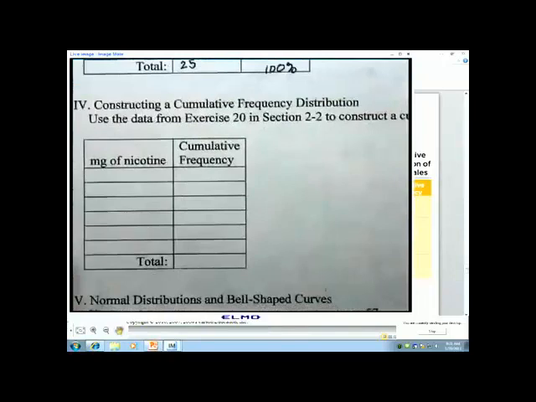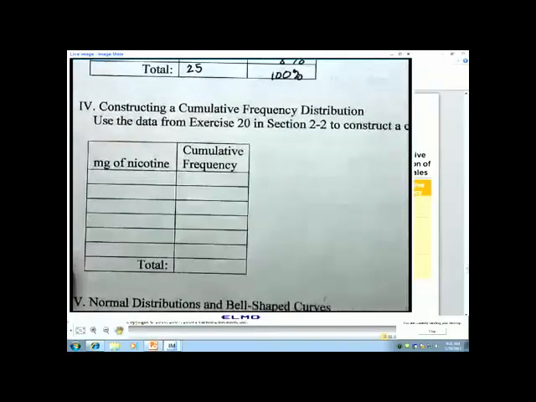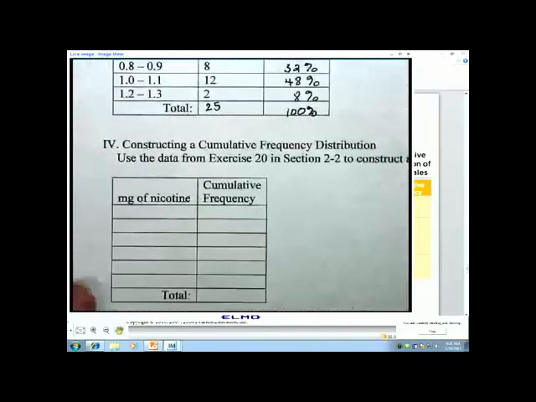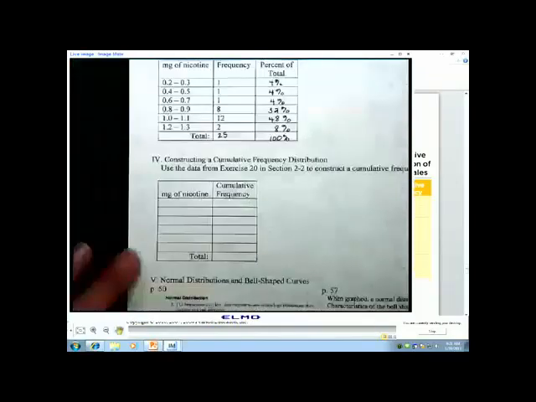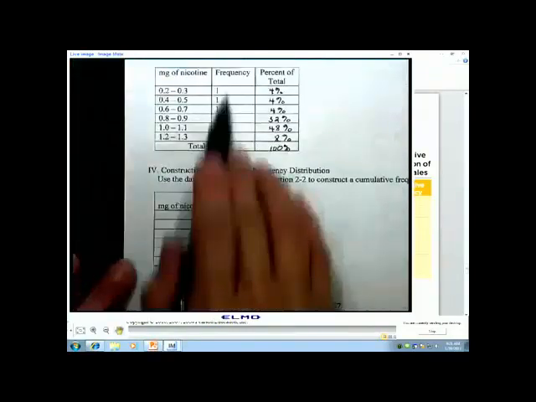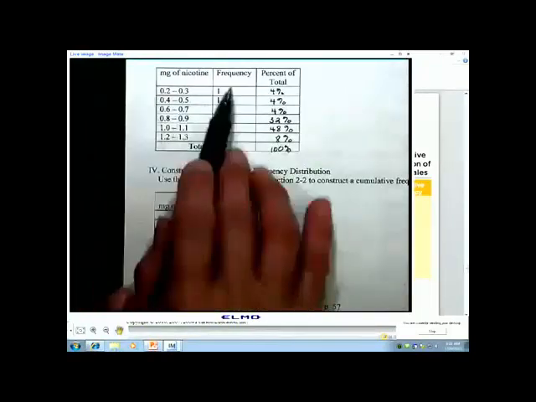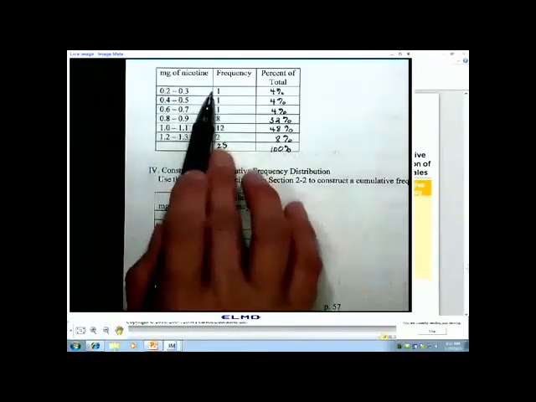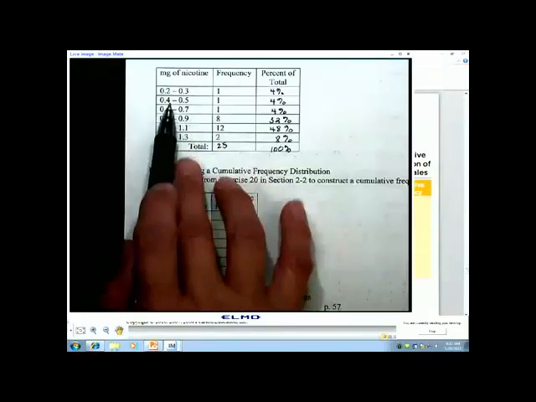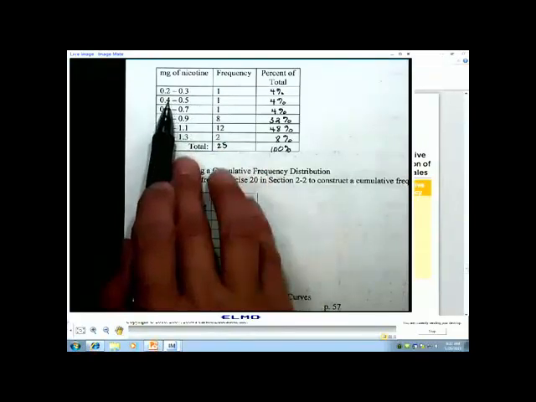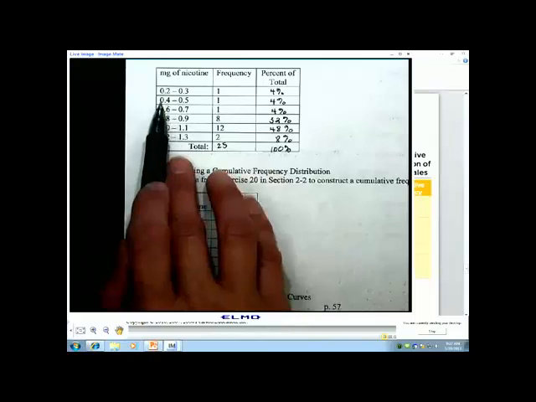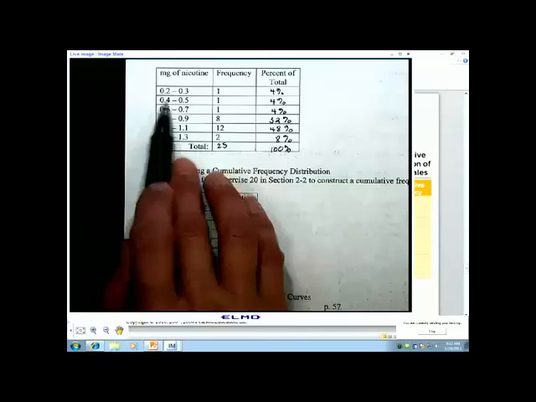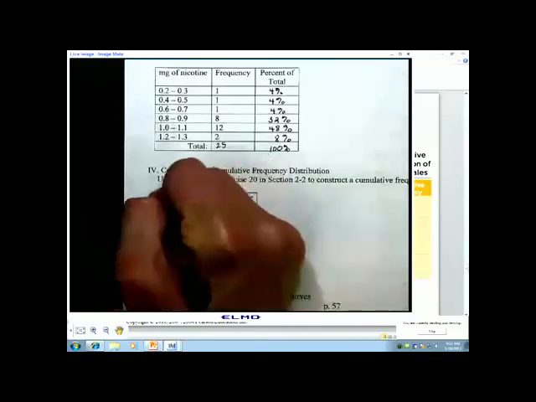Use the same data to construct a cumulative frequency distribution. Well, right above that, we have our frequency distribution. No brand of cigarette had less than 0.2 milligrams of nicotine. Only one cigarette had less than 0.4. So that's going to be our first class. Our first class will be less than the second class, or less than 0.4 milligrams of nicotine.